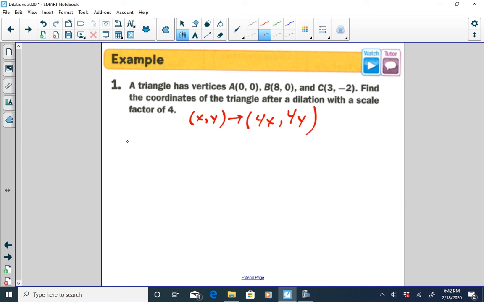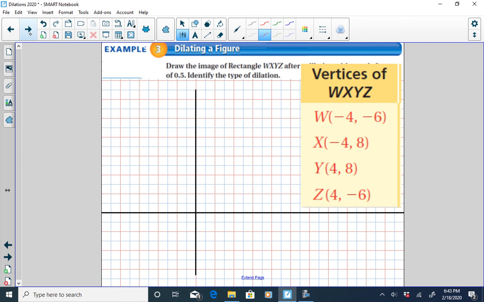That's an enlargement. A prime then would be 4 times 0 is 0, 0 times 4 is 0. B prime would be located at 8 times 4 is 32, 0 times 4 is 0. And then C prime would be located at 3 times 4 is 12, and negative 2 times 4 is negative 8. So these would be your coordinates of A prime, B prime, and C prime after dilation with a scale factor of 4.